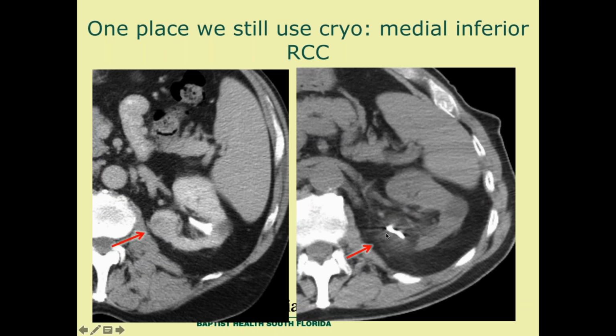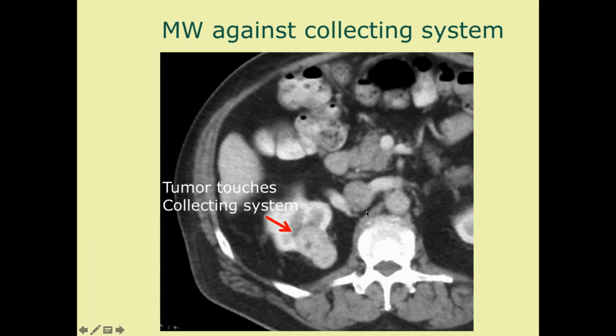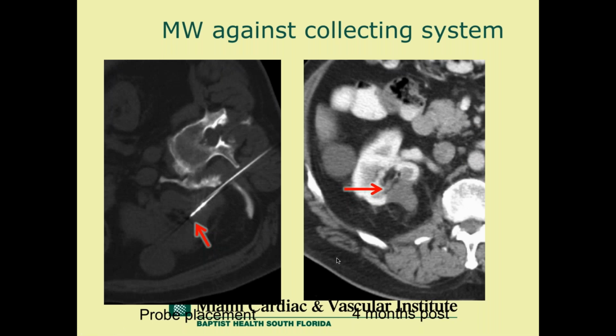When you do something in the medial aspect here, we like to go for cryo, where you can really see the outline of the ice ball and really see the ureter the best you can. When it touches the collecting system, again, maybe microwave is better in this type of positioning. Maybe IRE will be better in those positions.